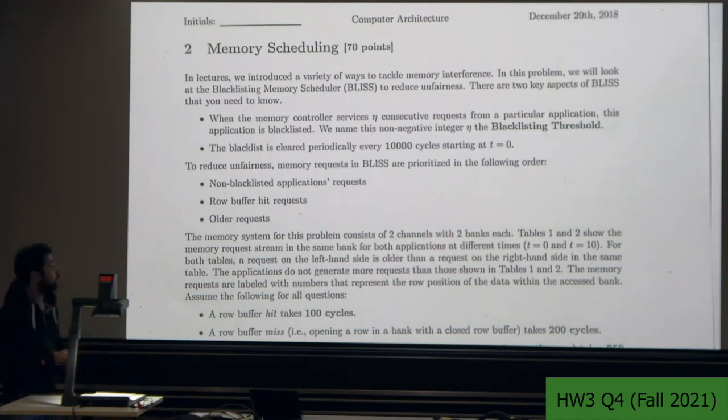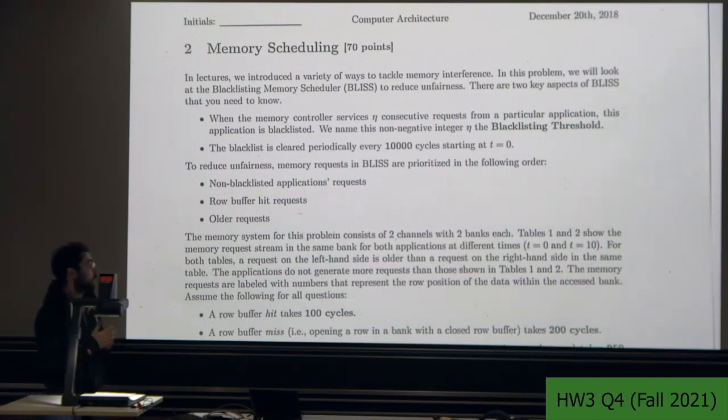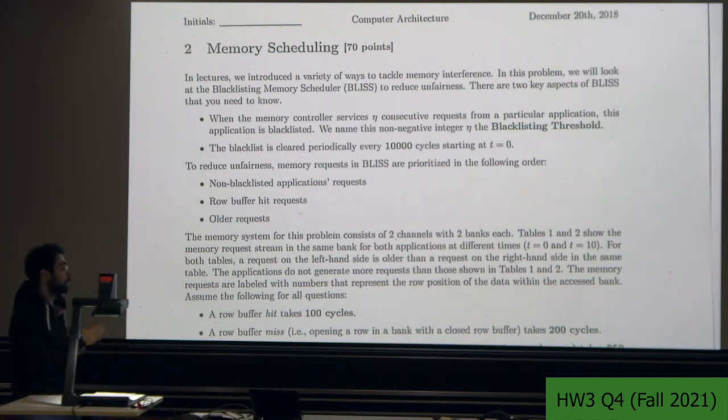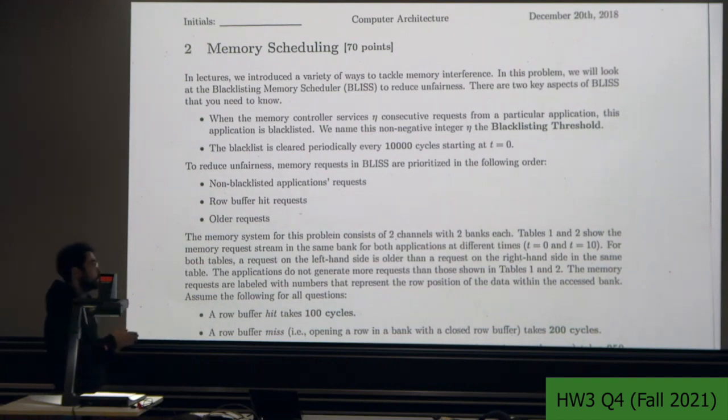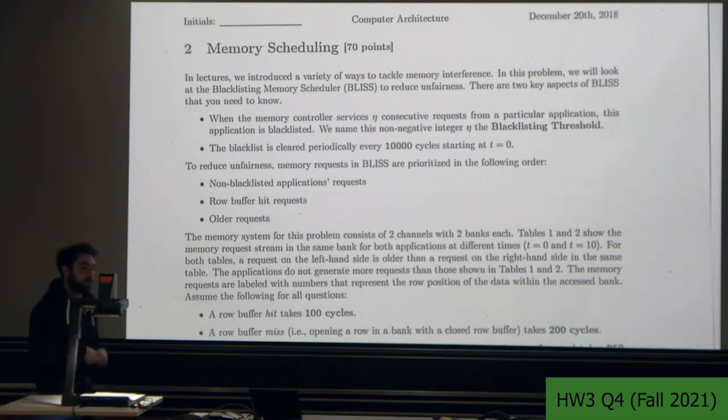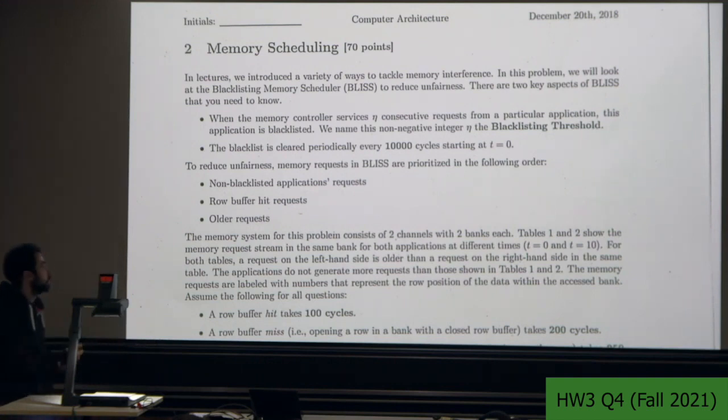When the memory controller services n consecutive requests from a particular application, this application is blacklisted. And this non-negative integer n is the blacklisting threshold. So when you execute n requests from a specific application, you will blacklist it. This blacklisting is cleared periodically after 10,000 cycles. So every 10,000 cycles, you stop blacklisting the applications and you start the process again.